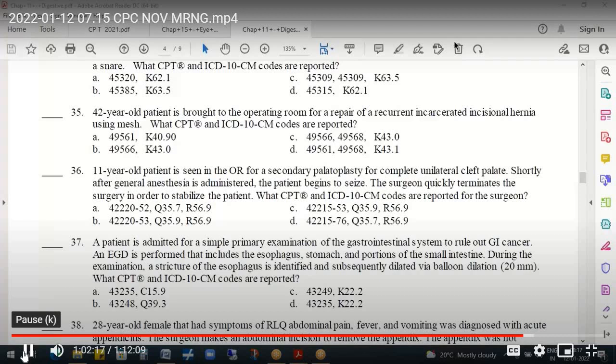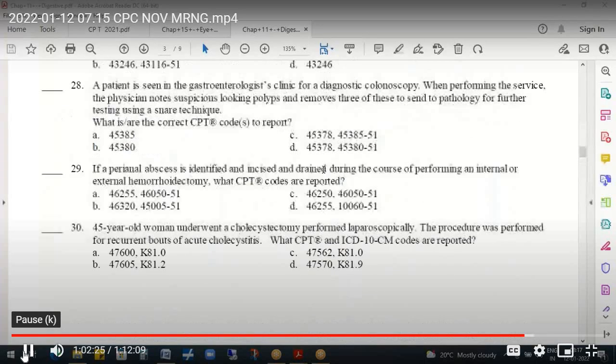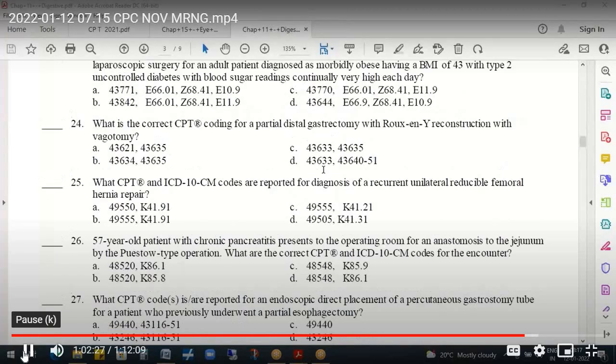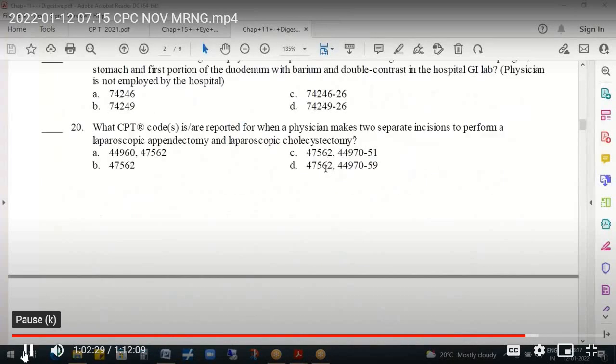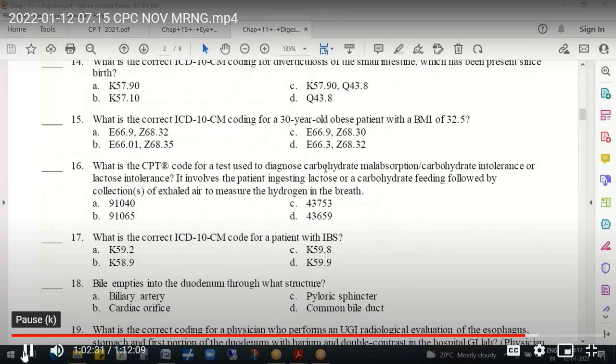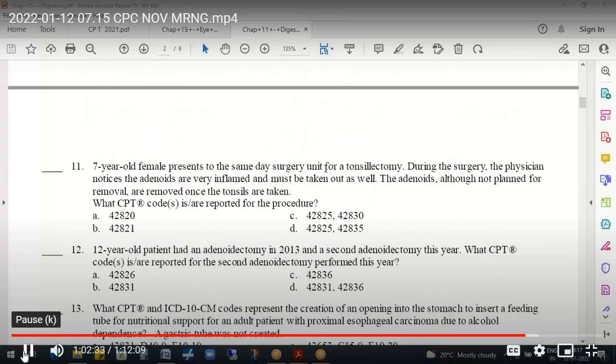The second key term is primary, which means initial. Secondary means subsequent. These are the three key terms we need to look for. Primary means initial, secondary means subsequent.